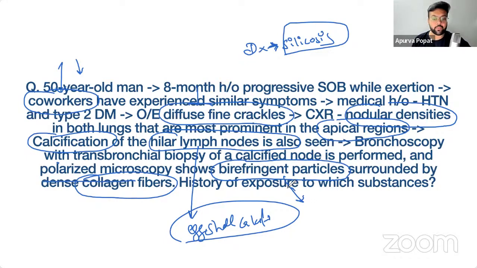Because silica is birefringent. Who engulfs the silica particles? Mine workers? No, which cells engulf the silica particles? Macrophages. Macrophages will engulf the silica particles and they go mad, they call fibroblasts, and they lay down a lot of collagen. So this is silicosis.